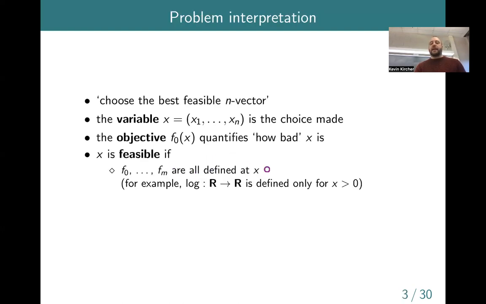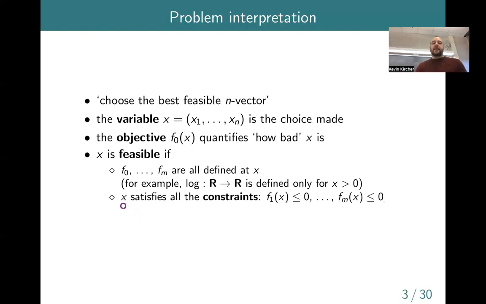They're well-defined at x. A counterexample of that is if you had a logarithm in one of your objective or constraint functions. The natural log is only defined for positive arguments. So log of a negative number, at least if we're dealing with real numbers, not imaginary numbers, is undefined. So first of all, the problem has to be well posed in that sense, right?